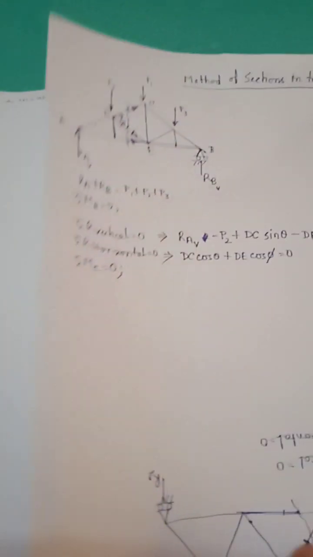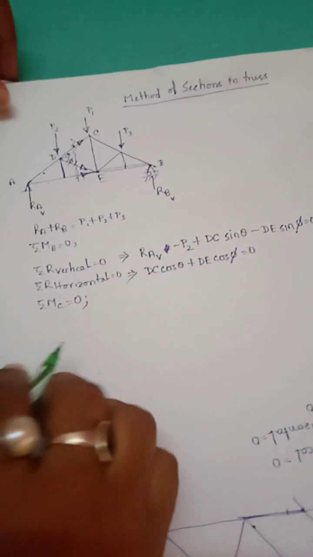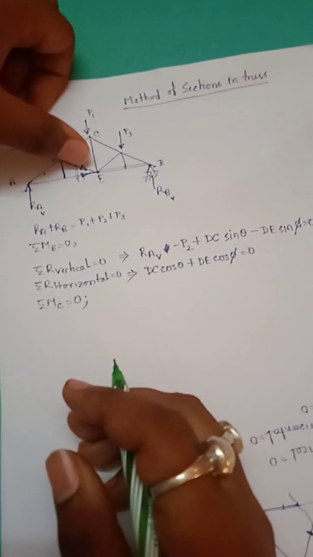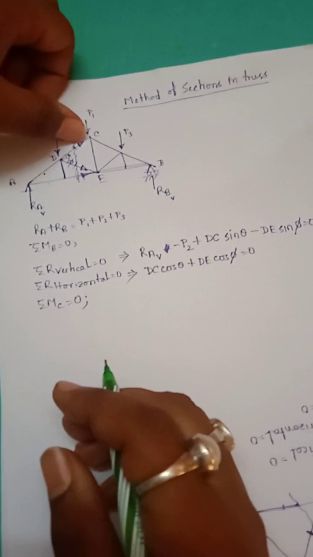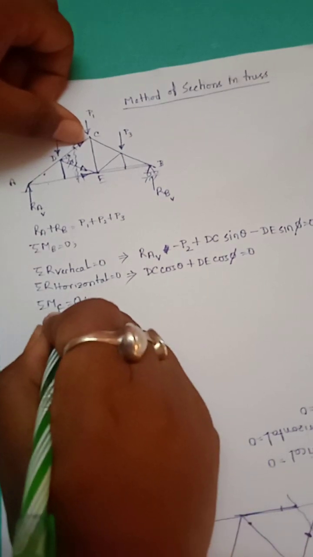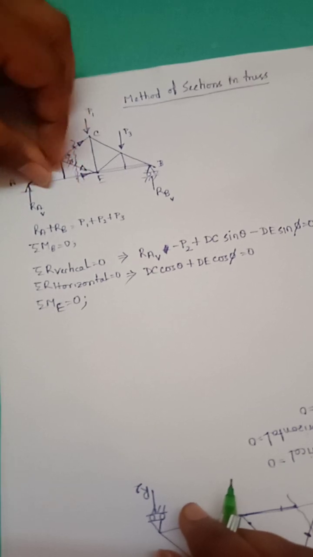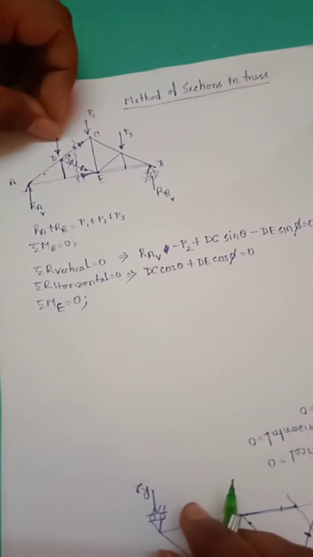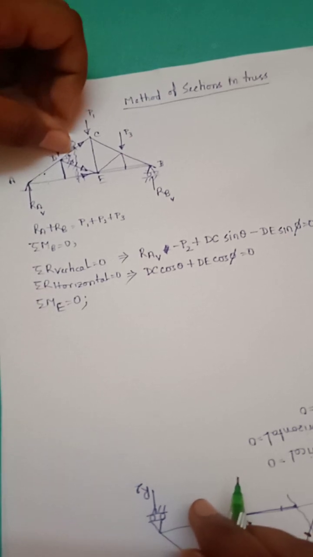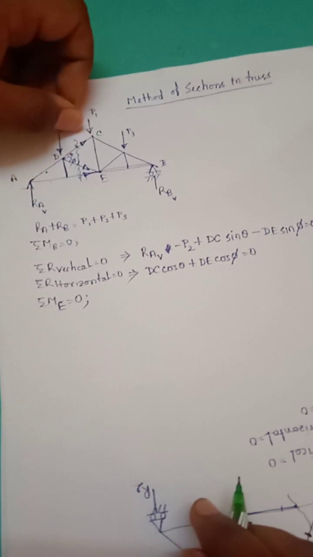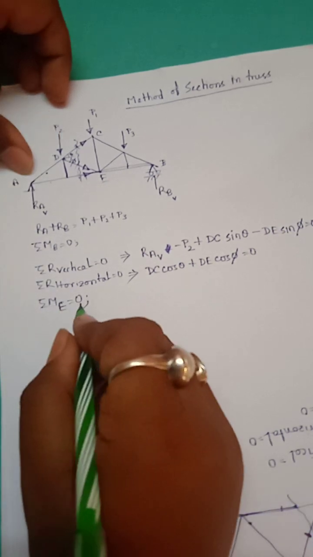And why are we taking moment about point C? The sole reason is that this member and this member are passing through point C. Okay, we can take in another way. Moment about point E equal to 0. Then this member and this member force is passing through point E, so the moment of these forces about point E will be 0, and only force in DC we will get moment.